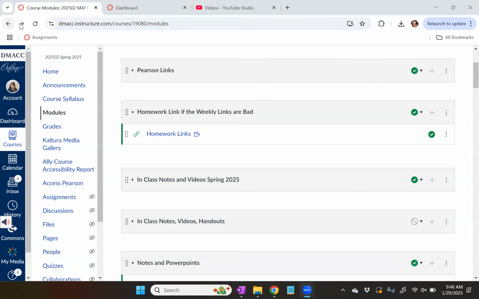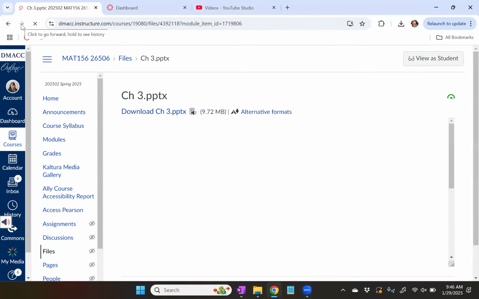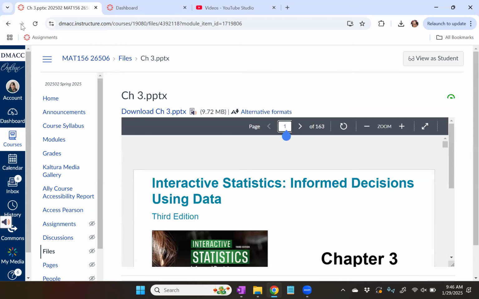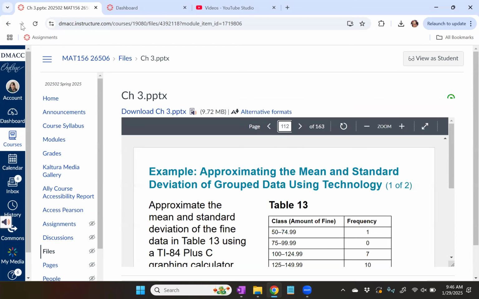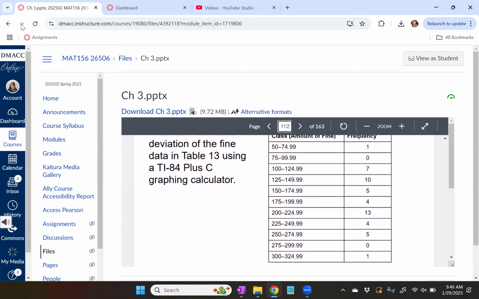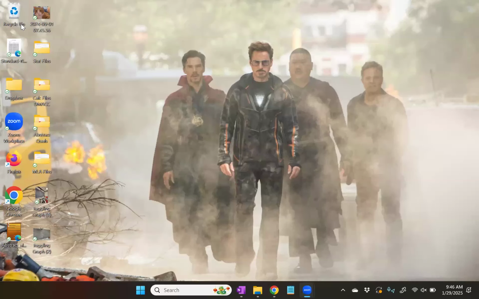All right, so if you have the PowerPoint slides, it's page 112 is the data. I'm going to throw it up here as well. But if you want to look, that's the table we're going to use. It's just big. But we'll get there in a minute.